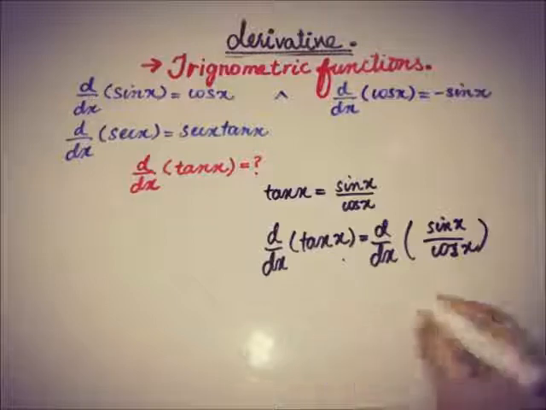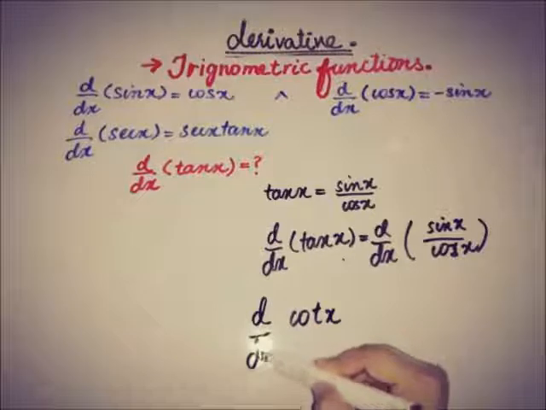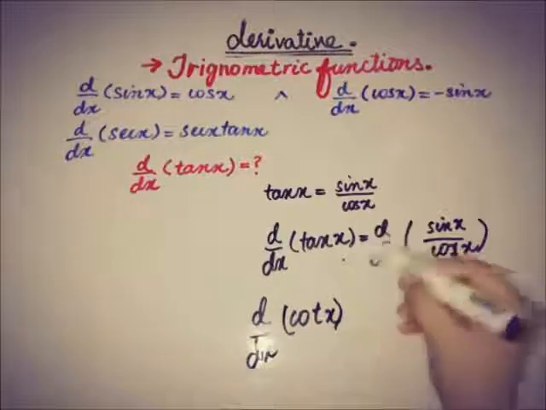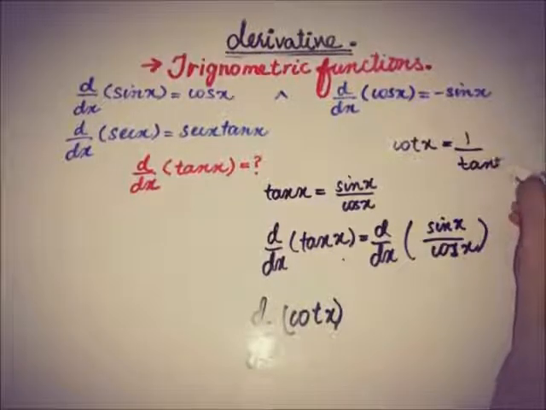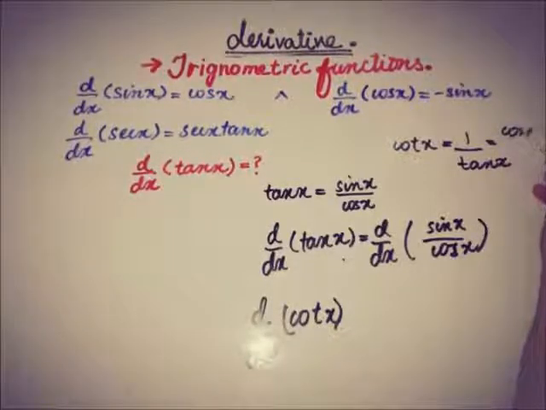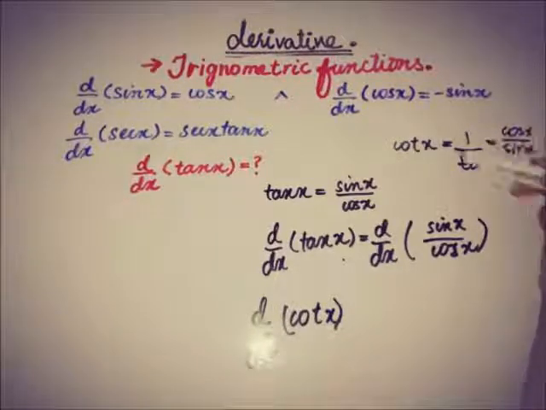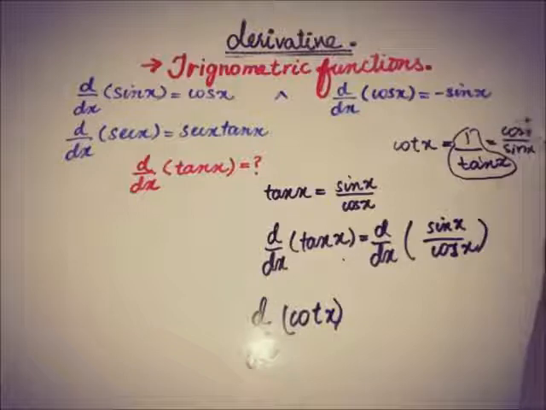We can also find the rate of change of cot of x, because we know that cot of x is the reciprocal of tan x, that is cot of x is equal to 1 by tan x. Or we can also write it as cos of x over sin x, and find the derivative of this by the quotient rule. We can use either of these two forms to find the derivative of cot of x. And then moving toward the derivative of cosecant of x.